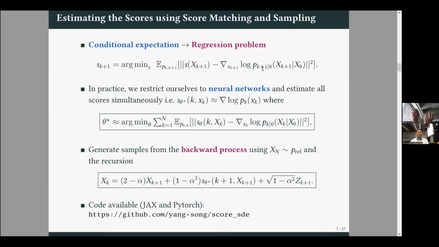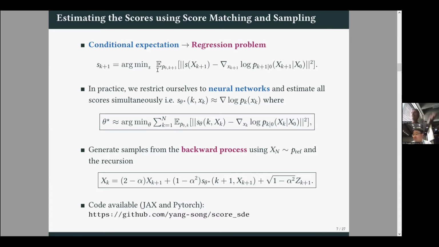Okay, so in practice, I don't have access, obviously, to all measurable functions, but what I'm going to do is replace that by some kind of neural network and minimize over the class of neural networks. And importantly here, the expectation is no longer with respect to the conditional distribution of x naught given xk plus 1, but with respect to the joint distribution of x naught and xk plus 1.